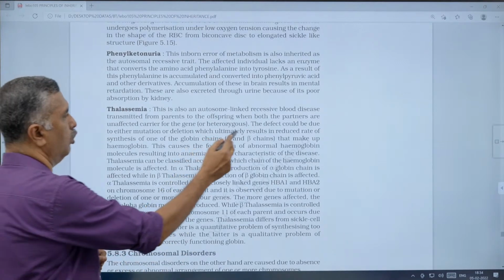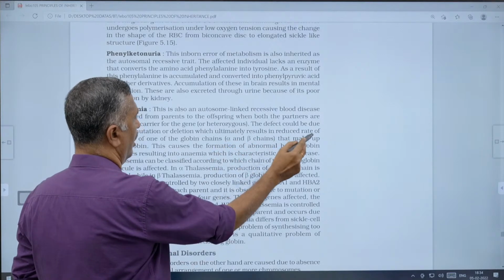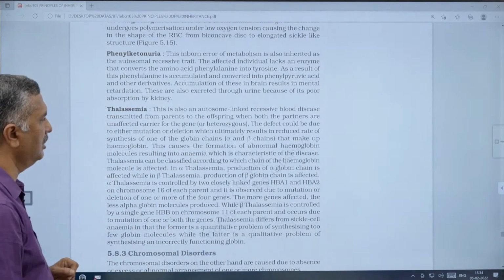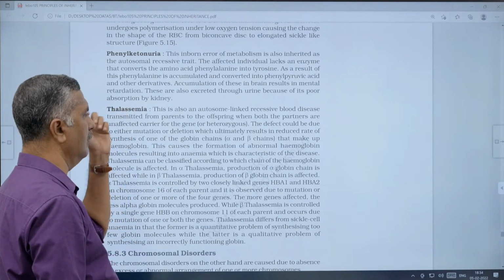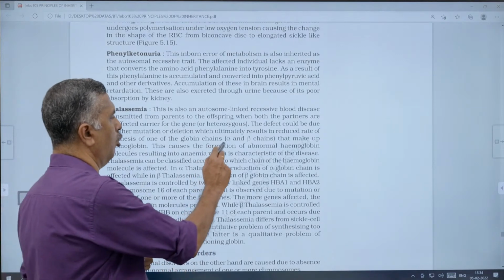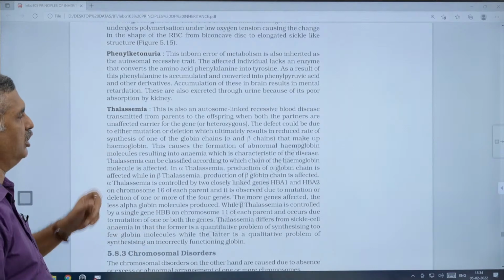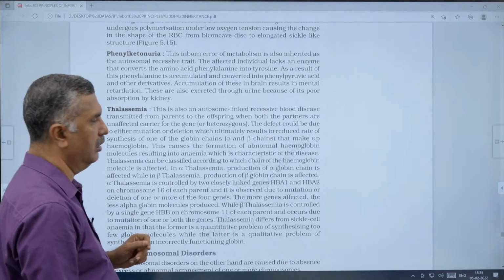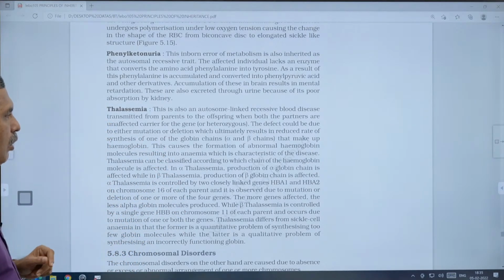Then the defect could be due to either mutation or deletion, which ultimately results in the reduced rate of synthesis of one of the globin chains. The symptom comes when the number of globin chains is reduced. Which chains are these? Hemoglobin has an alpha chain and a beta chain. One hemoglobin molecule has 2 alpha chains and 2 beta chains: alpha 1, alpha 2, beta 1 and beta 2, four chains make one hemoglobin molecule, and it is made up of this quaternary structure of the protein.